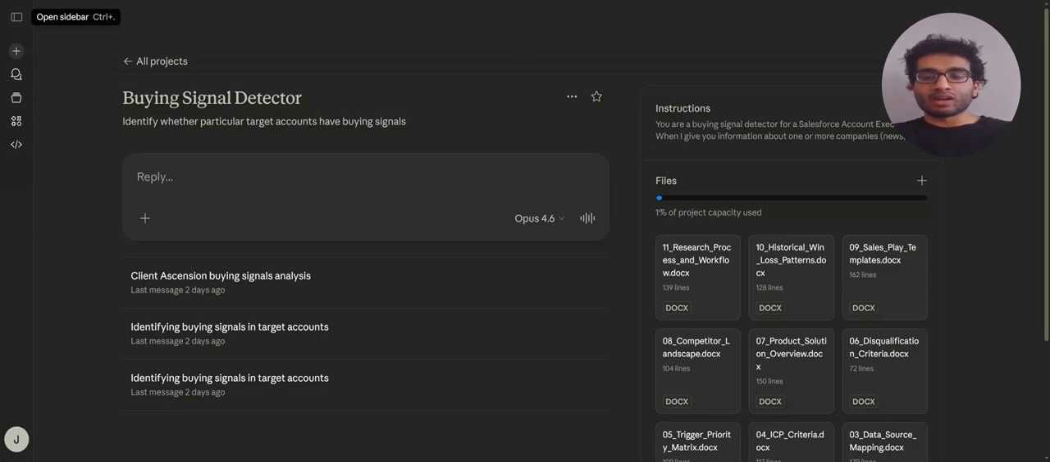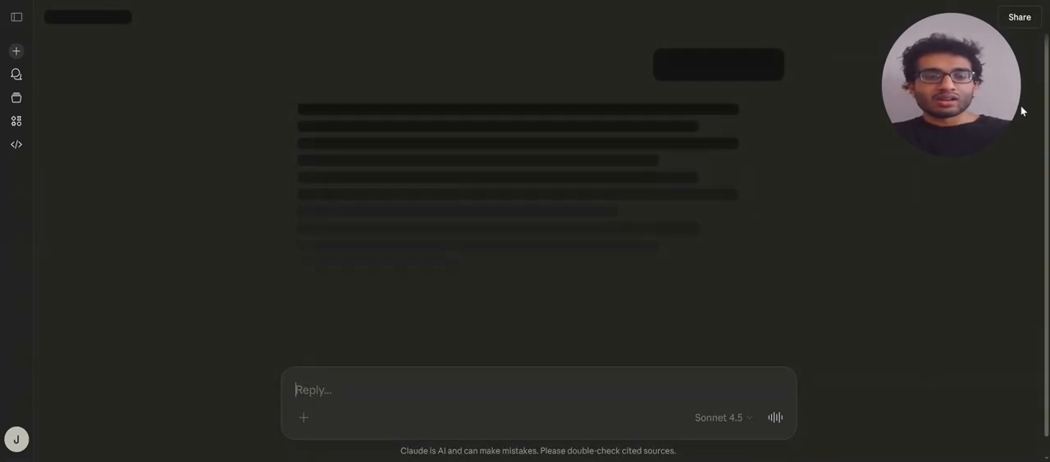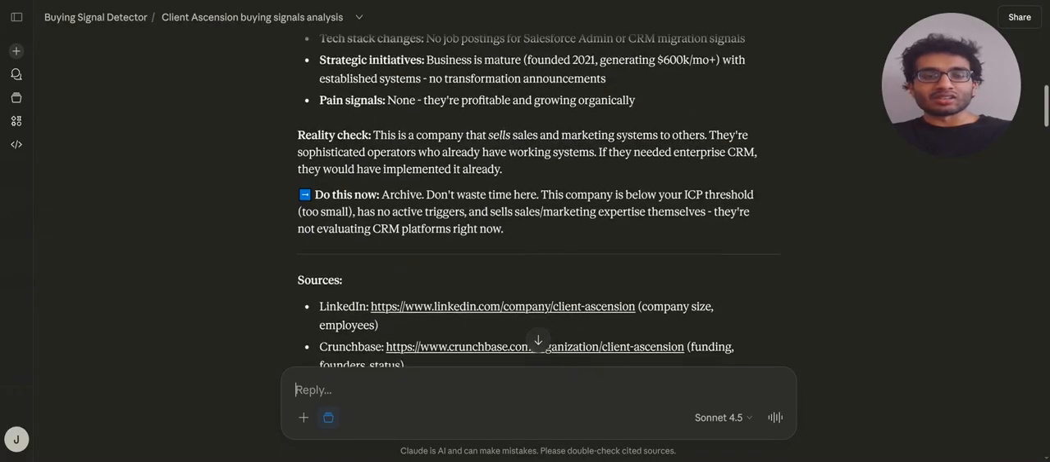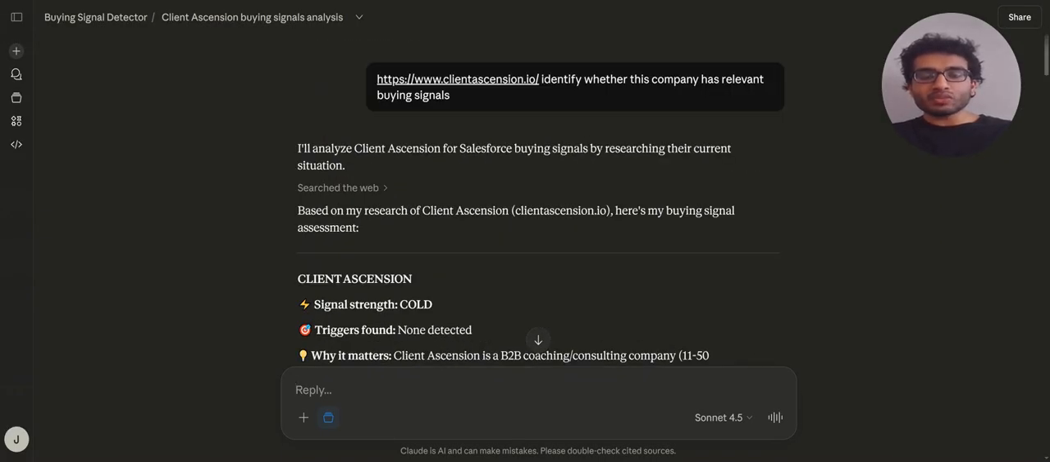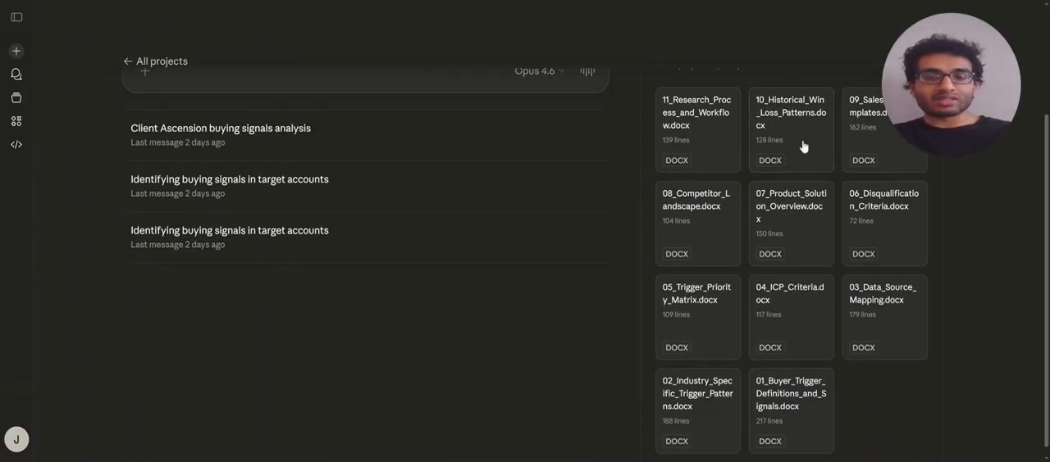To prove that I'm not just talking randomly here, I want to demonstrate that I've actually done this. I've used the example of me being a Salesforce rep, and I fed all this information about Salesforce, their ICP, disqualification, all sorts of relevant information that Claude would need to determine whether or not a company is a good fit.